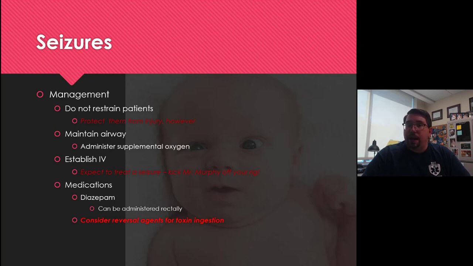It does not have a first pass mechanism, so it's not actually filtered out by the liver, and it has a rapid absorption rate. Makes it very easy for you to administer those medications without having to worry about establishing an IV or an IO.